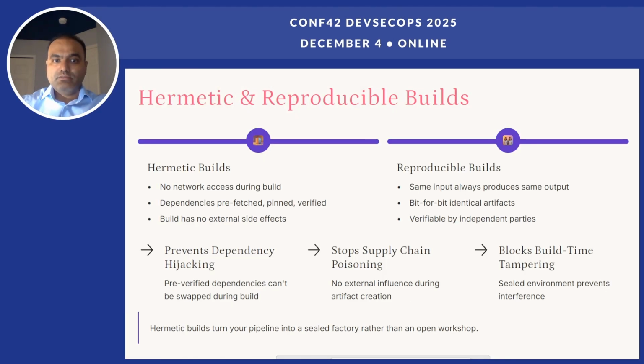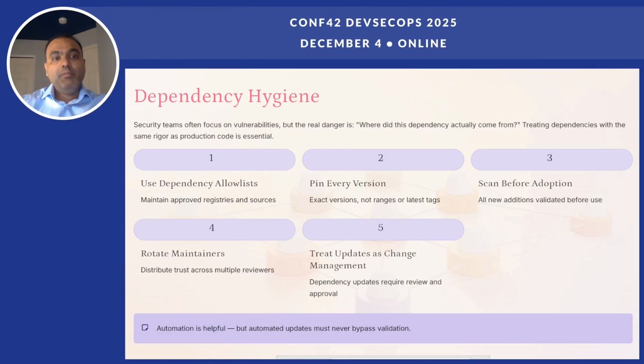Builds run in isolation, with no network access and no ability to fetch unknown dependencies during the build. They rely on pre-approved, pinned components. Hermetic builds ensure that the same input always produces the same output. This lets us detect tampering instantly. Together, this approach transforms your pipeline from an open workshop into a controlled environment, where every input and output can be verified. Dependency hygiene might sound simple, but it is one of the most impactful things you can do.